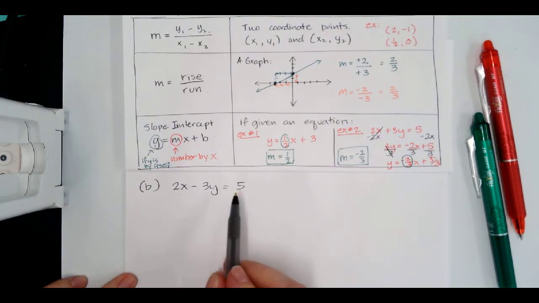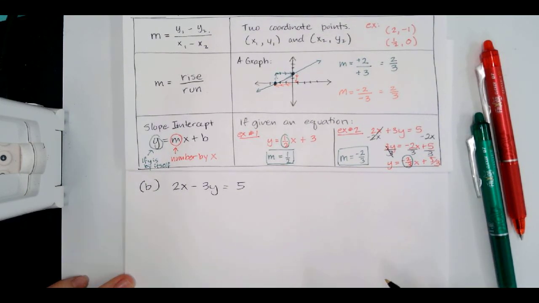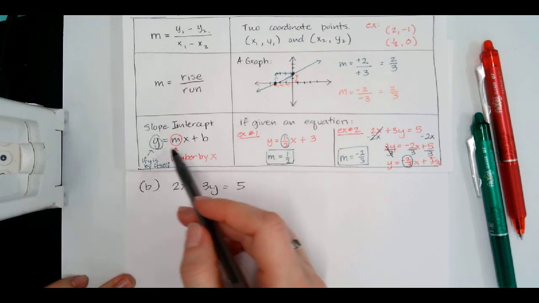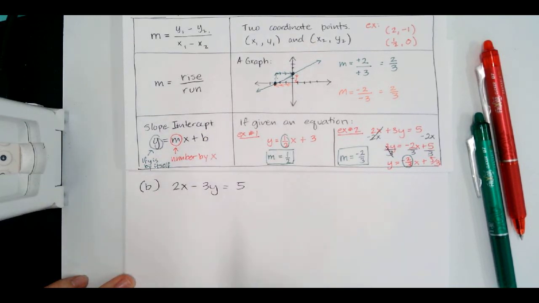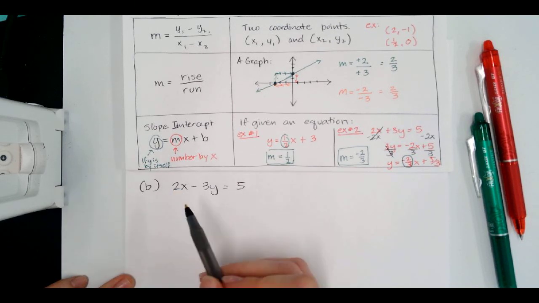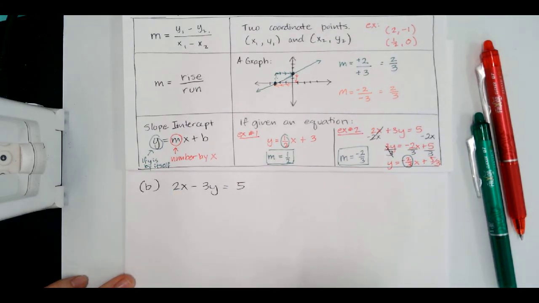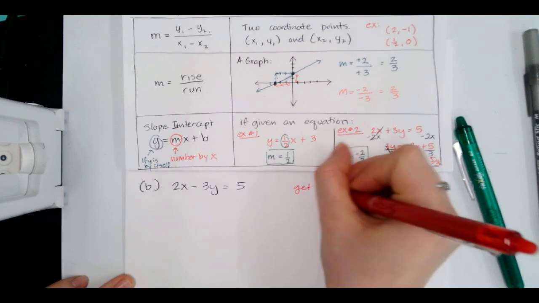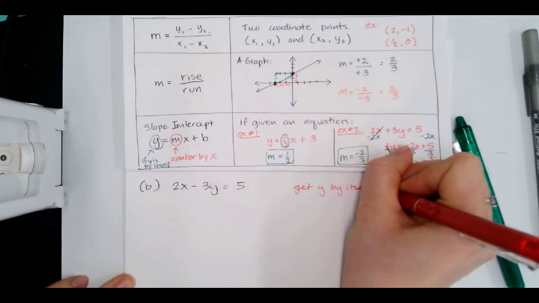This is an equation. So let's see, what method for slope would I use if I'm given an equation? I'm going to use slope-intercept form. Okay, so remember, we can't be tempted to just pull the 2 off right now. We need to have y isolated. Y needs to be by itself. So let's go ahead and do that. Let's get y by itself.